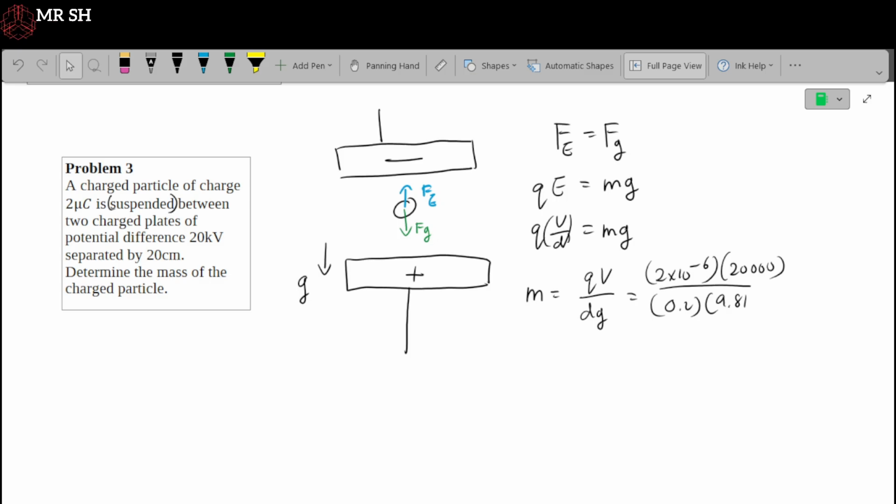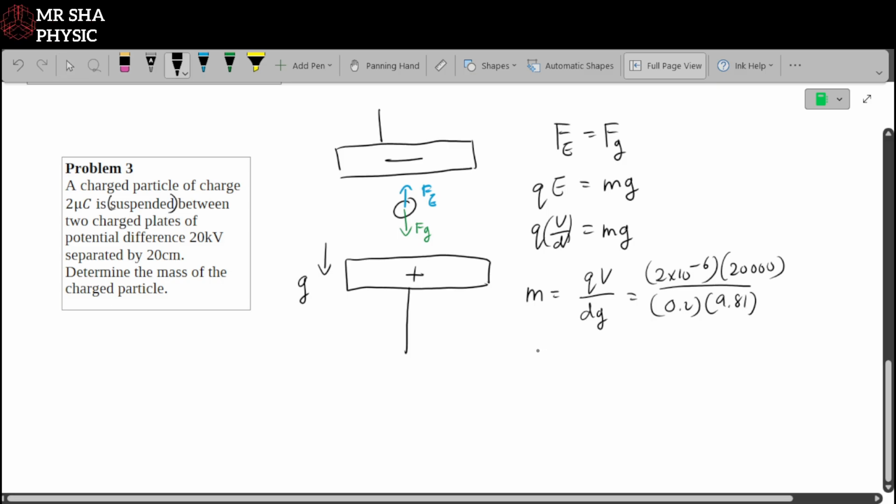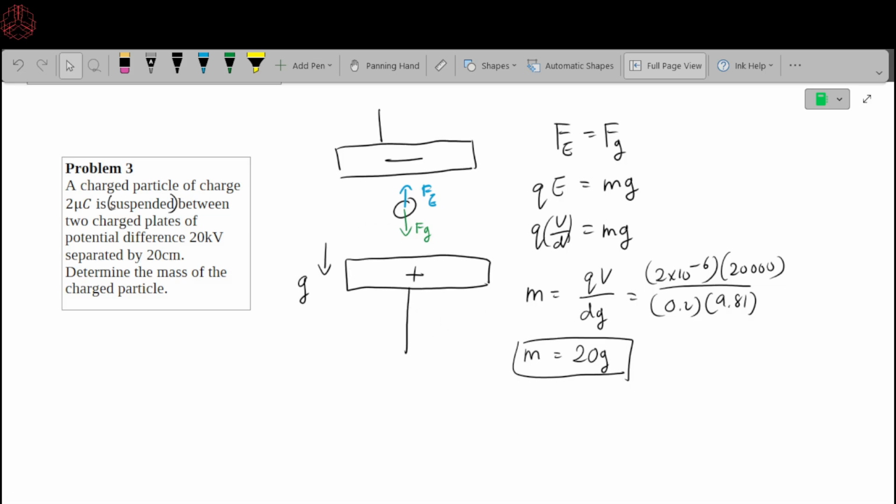All right, if you were to key that into your calculator, what you will find is that this object will have approximately 20 grams as its mass. For this particular question, it's just useful to draw out the force diagram.